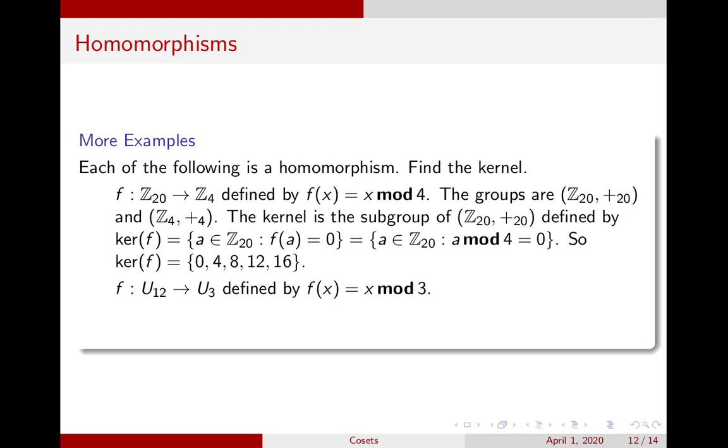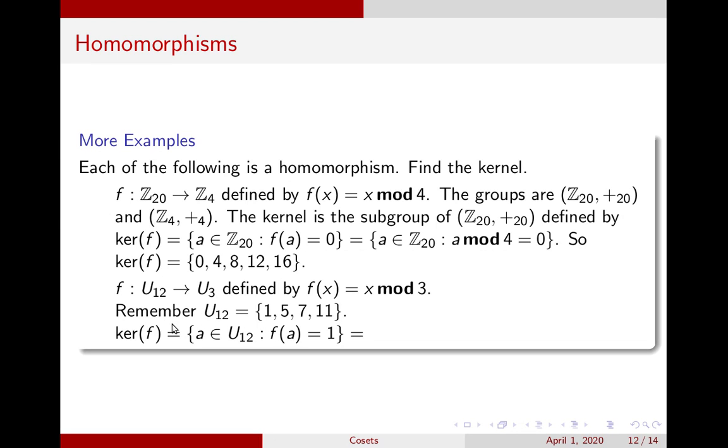Second example, U12, the function from U12 to U3 defined by f of x is x mod 3. Okay, this is a homomorphism. We're not going to prove it. We're assuming that the problem here is to find the kernel. Well, remember, U12 consists of the numbers between 1 and 11 which are relatively prime to 12. That would be 1, 5, 7, and 11. And similarly, U3 consists of the numbers 1 and 2.